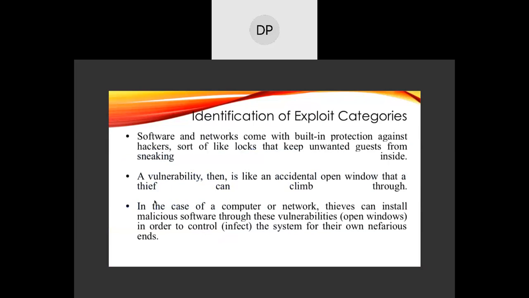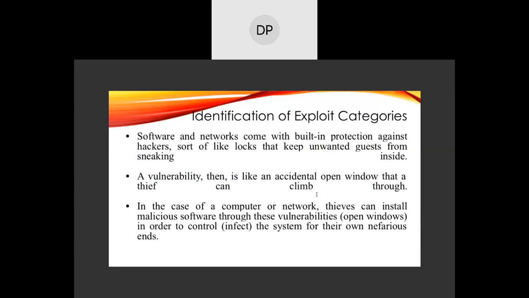The line written in our syllabus in Unit 1, the third line, is identification of exploit categories. We should know that software and networks come with built-in protection against hackers, sort of like locks that keep unwanted guests from sneaking inside. A vulnerability then is like an accidental open window that a thief can climb through.